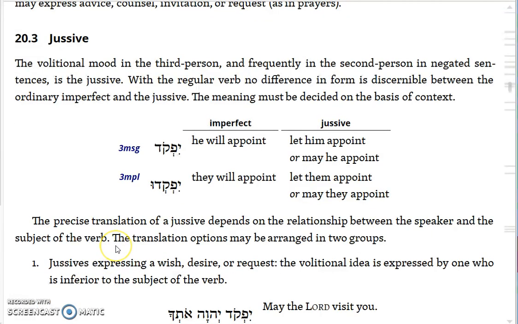Now, another volitional mood is the jussive. The jussive is a form of the imperfect. At least for a strong verb, it'll be identical in form with the imperfect. The difference is the meaning. With the imperfect, yifkod means he will appoint. But it can be used as a jussive, which would mean let him appoint, or may he appoint, expressing not a prediction but a wish. Same thing with yifkodu, they will appoint, could equally well mean let them appoint, or may they appoint.